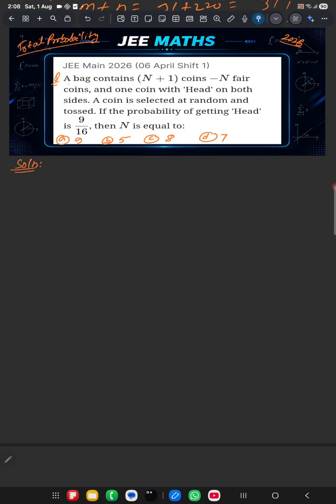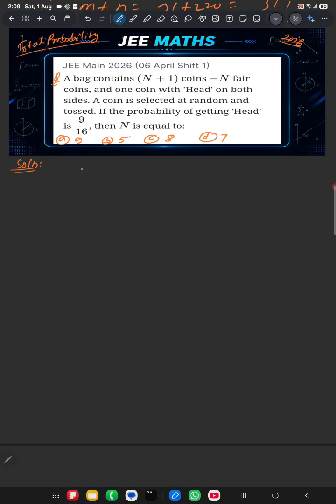A bag contains n+1 coins, in which n are fair coins and one coin has head on both sides. Here n fair coins means normal, unbiased coins, and one coin has head on both the sides. Now a coin is selected at random and tossed. If the probability of getting head is 9/16, then n is equal to, and these are the options you have to select. So let us see.